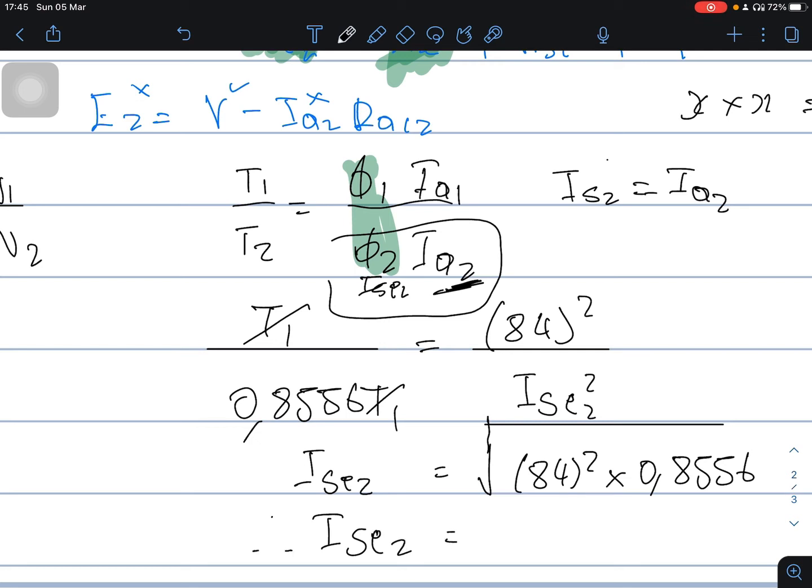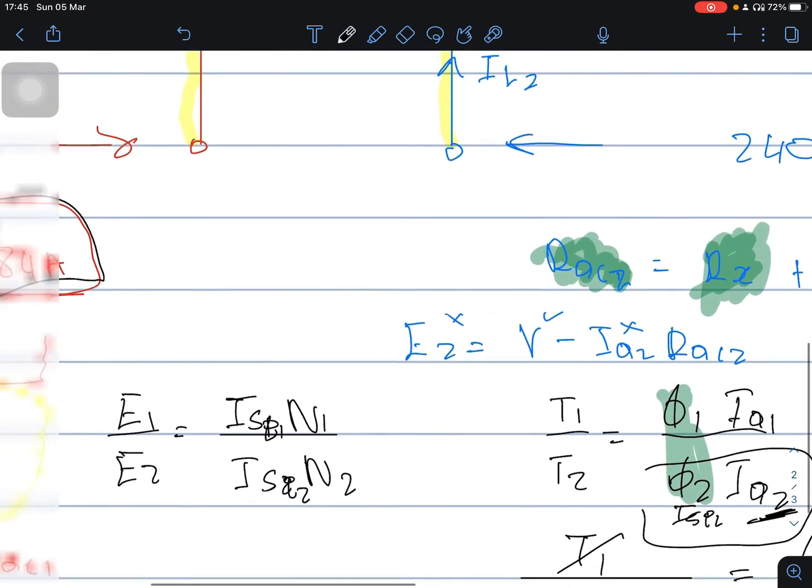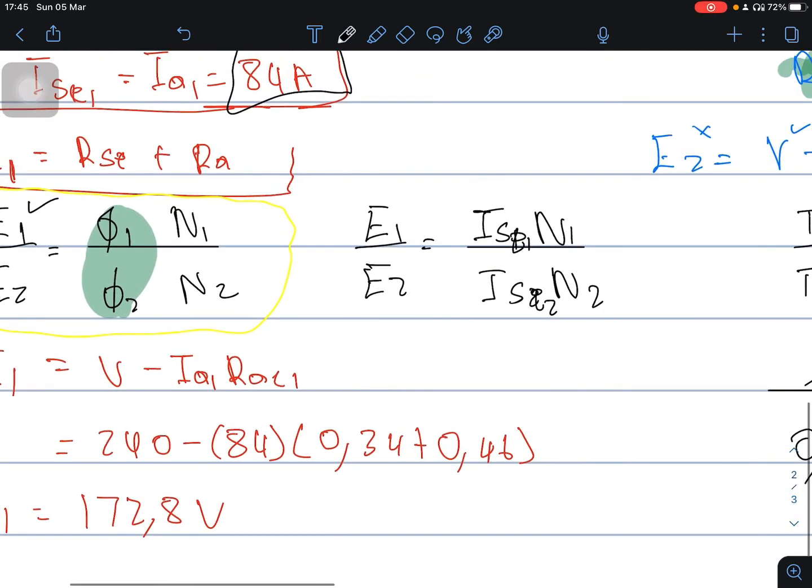Let me punch that on the calculator. 84 squared times 0.85556 is going to be 77.697 amps. Now we have calculated this current.